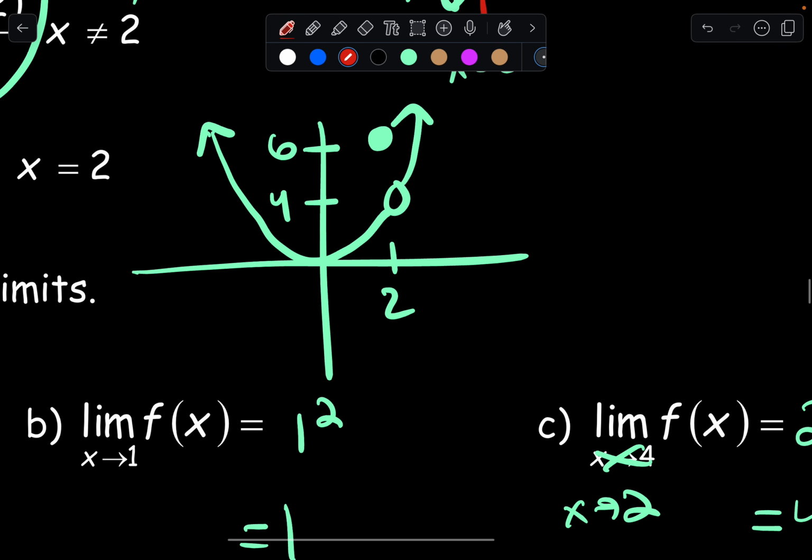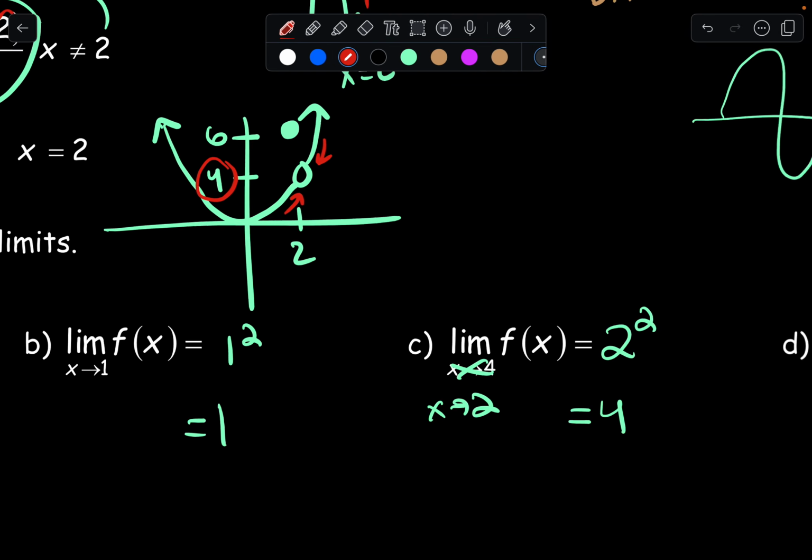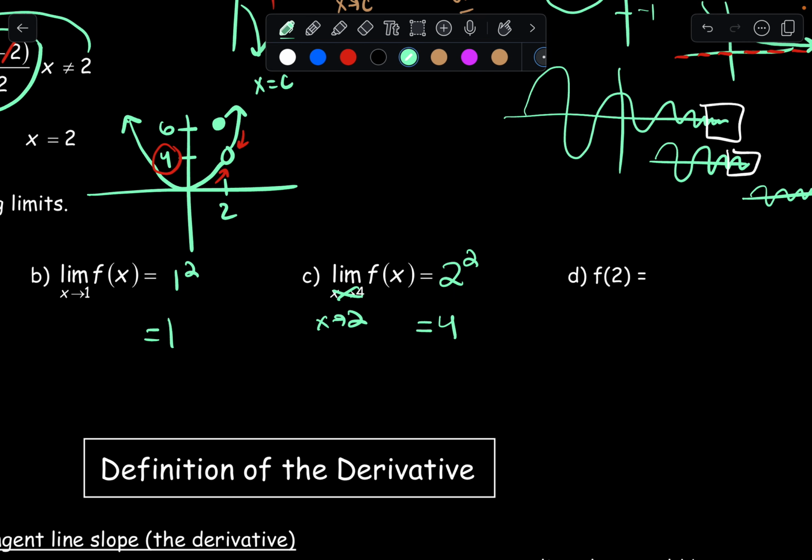Again, limits do not care what's happening at 2. They only care about what's happening around 2, and they are approaching y equals 4. And then f of 2, this is different. This is not a limit. This cares about what's happening at x equals 2, which means it is going to be 6.